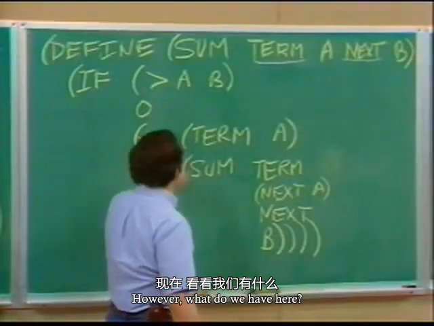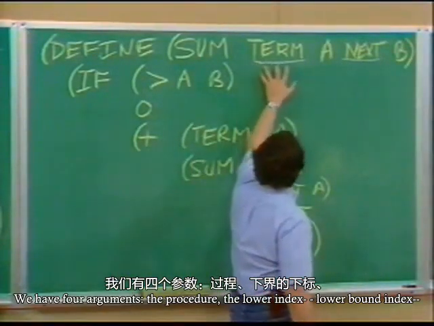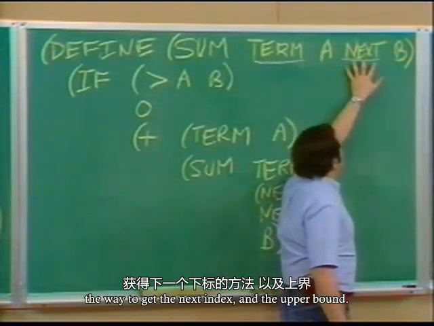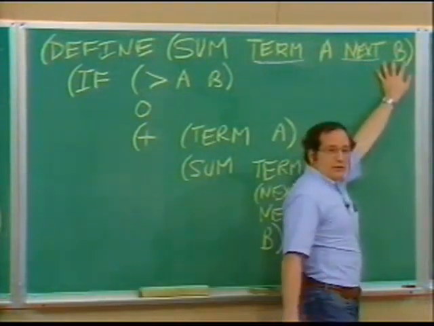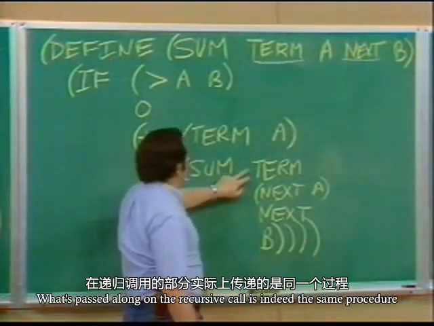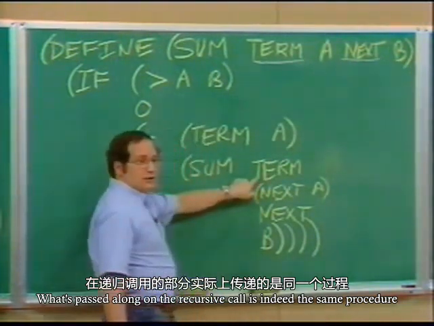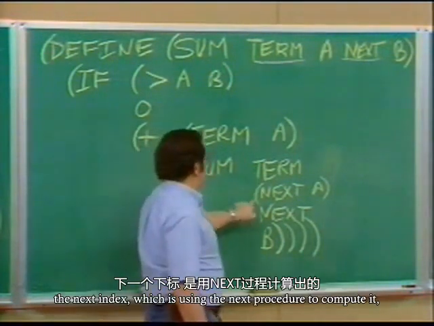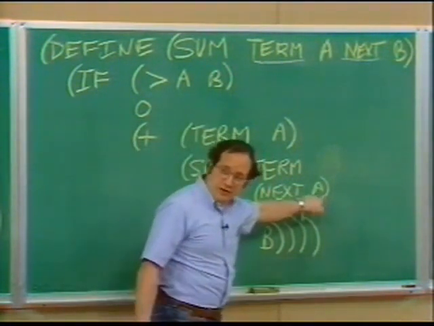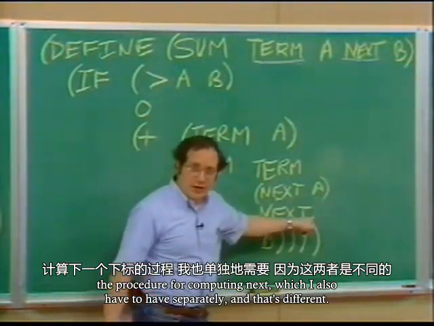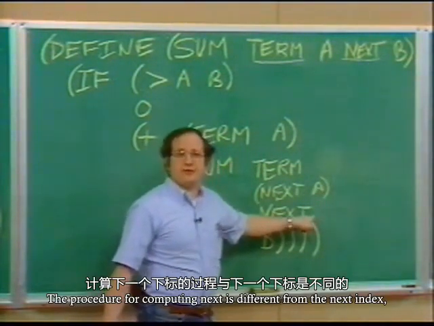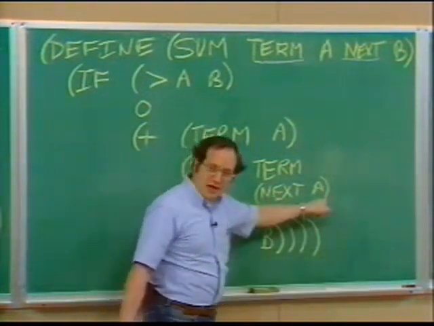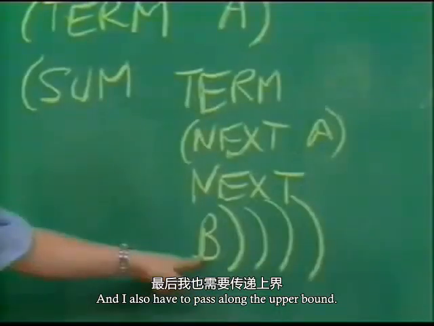However, what do we have here? We have 4 arguments: the procedure, the lower bound index, the way to get the next index, and the upper bound. What's passed along on the recursive call is indeed the same procedure, because I'm going to need it again. The next index is computed using the next procedure. The procedure for computing next, which I also have to have separately, is different from the next index, which is the result of using next on the last index. And I also have to pass along the upper bound.